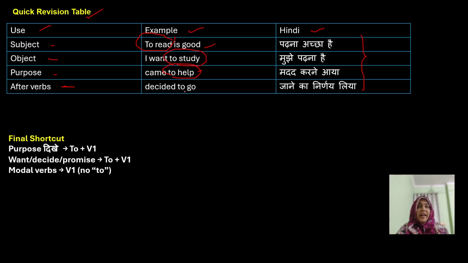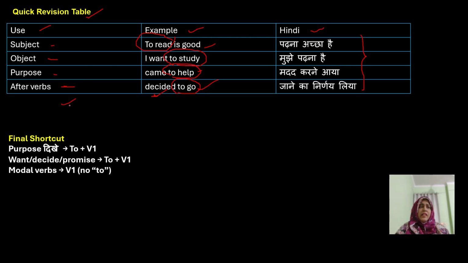For example, decided to go. Decided is a fixed verb. I have given you the list now. Certain verbs I have already shown you before, and I have told you to note them and remember them. These are the verbs where you have to put to, go to plus base form. Remember the rule that after certain verbs also you have to put infinitive. Like decided is a fixed verb, and after that, to go is the infinitive.